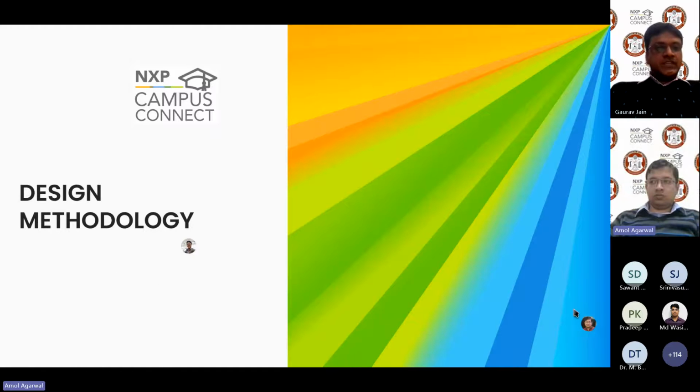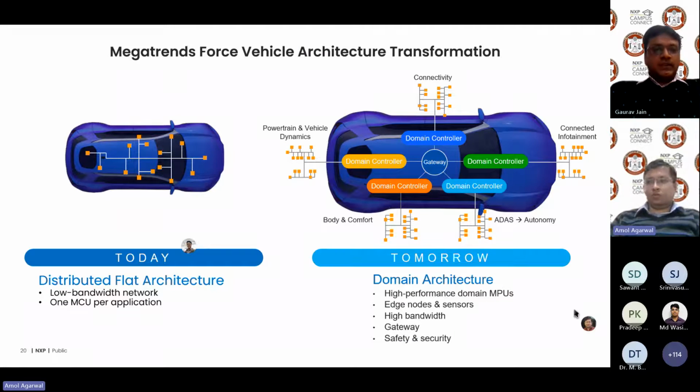Okay, so I'll start with the design methodologies. So basically, to enable the SoC design, what all methodologies are needed? We'll not go into details, but how that plays a crucial role, right? If you just look at today's architecture, we are taking the example of automotive here. Today's architecture is a distributed flat architecture, where we have a single MCU for each particular application. That's why you see multiple orange dots here, which represent one MCU for each application. And there are kgs of wires. If I say kgs, right, which travel from front to back or back to front in our car.